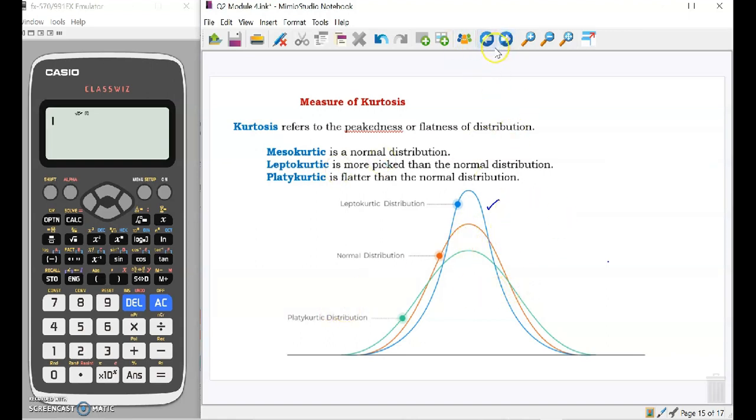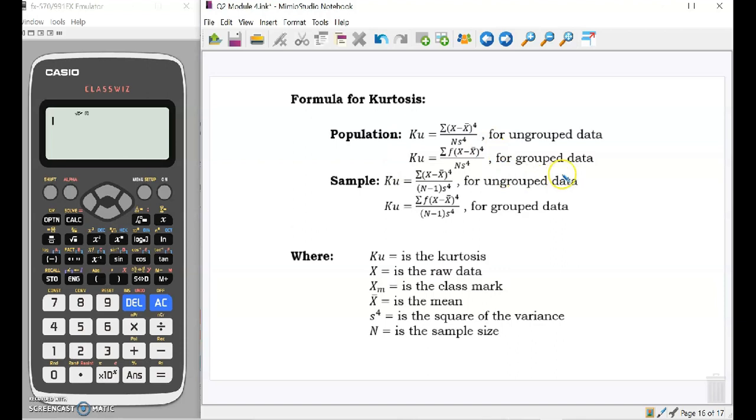How do we know, given the values in the data, whether we will have a normal distribution, which is mesokurtic, or a leptokurtic, or a platykurtic? We can do it using this formula for kurtosis. For ungrouped data, we have KU, with the standard deviation for the population. It is somewhat similar, but we need the fourth power of the difference of the score and the mean, and the fourth power of the standard deviation. So we need the mean, the standard deviation, and the frequency.